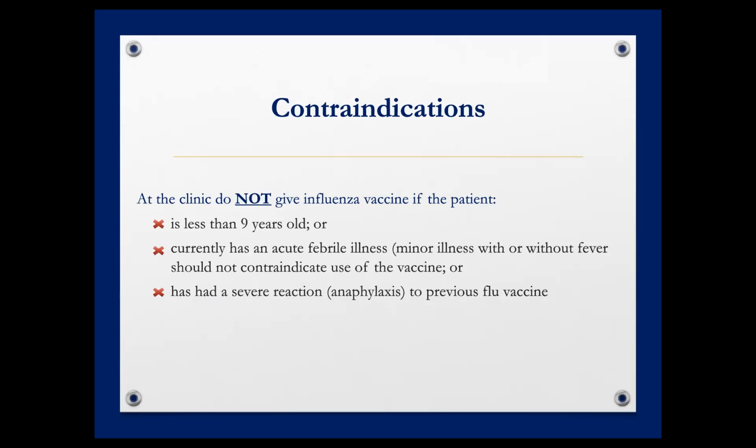Contraindications. At the clinic, do not give a vaccine to a patient if they're under the age of 9, currently have any acute febrile illness, or have had a severe reaction like anaphylaxis in years past. This is why data collectors and vaccinators have to work together to make sure that the screening is done appropriately and correctly and that you're not missing anything, because we don't want anything to slip through the cracks or any of these things to happen when they shouldn't. But if you are confused or anything comes up and you're not too sure, you can always flag someone down and we'll be able to answer that question for you or provide clarification.